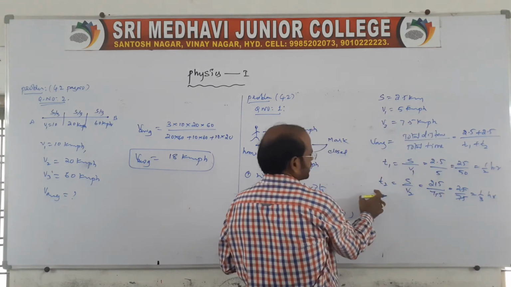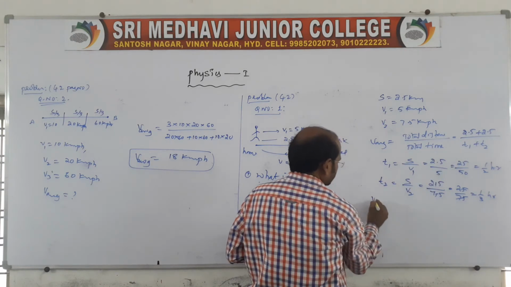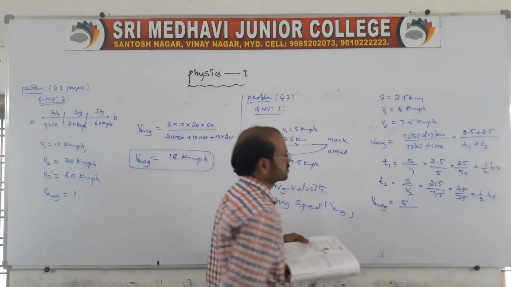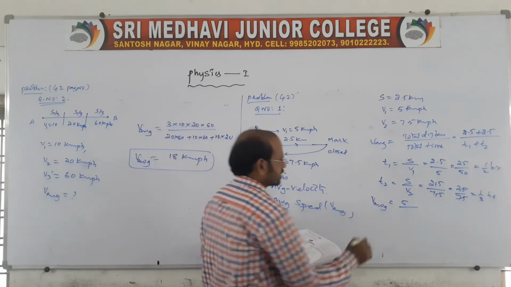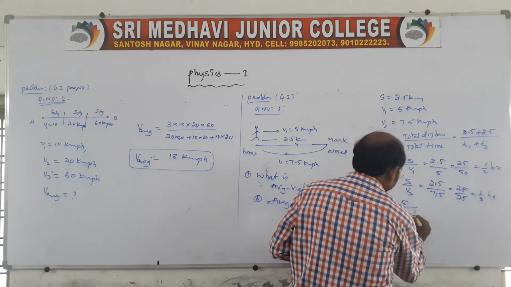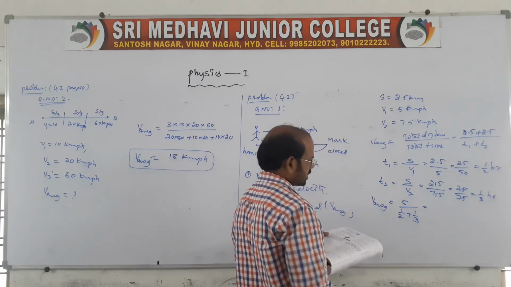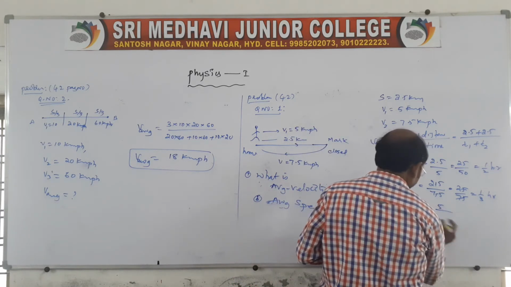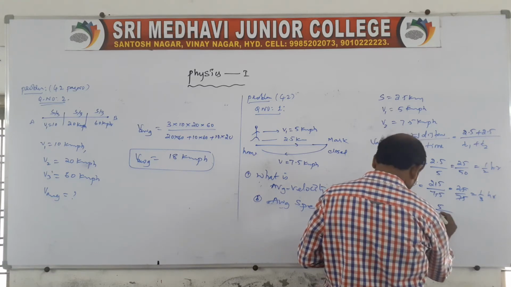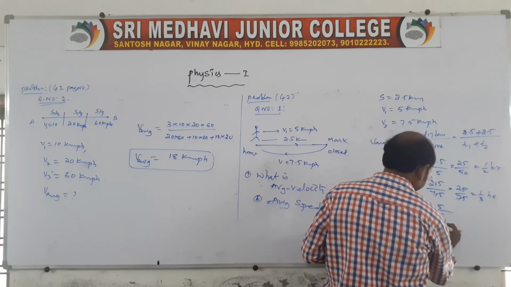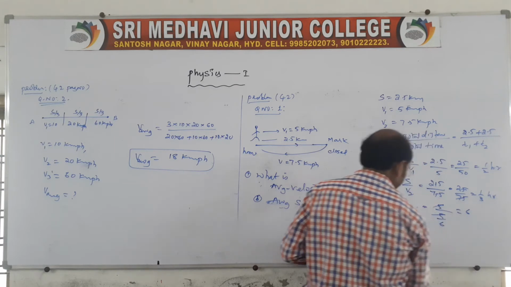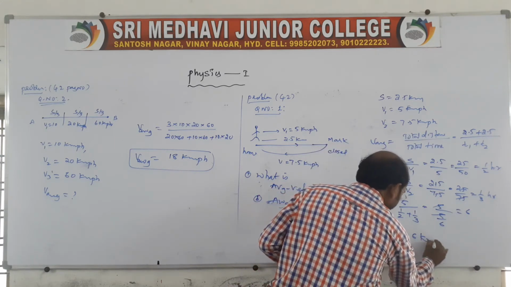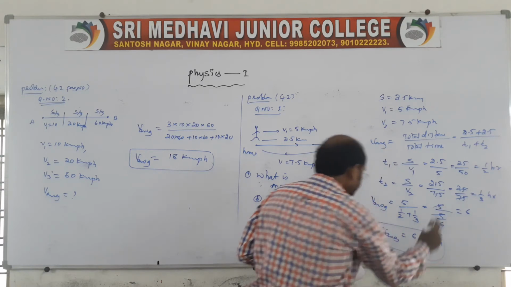Now we know T1 and T2. Here you substitute. Therefore average speed is equal to 2.5 plus 2.5, which is 5, divided by 1 by 2 plus 1 by 3. 1 by 3 plus 1 by 2, taking the LCM, is 5 by 6. The 5 cancels, so the answer is average speed is equal to 6 kilometer per hour. So this is average speed.